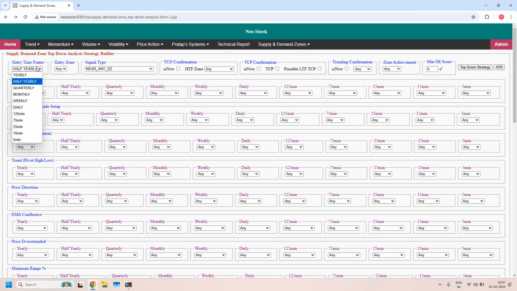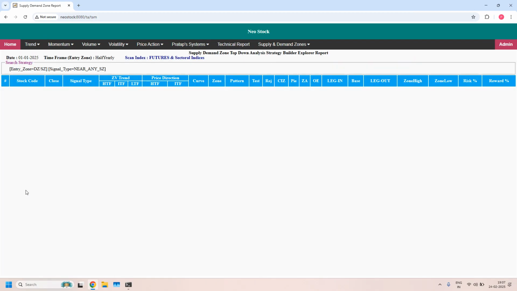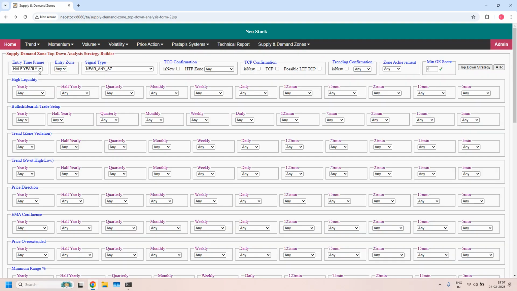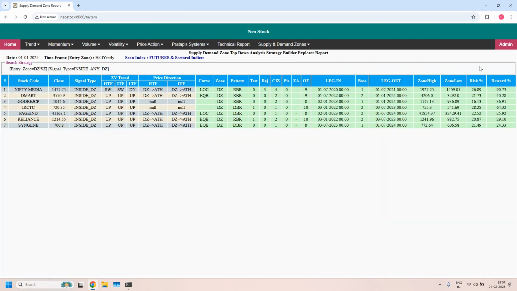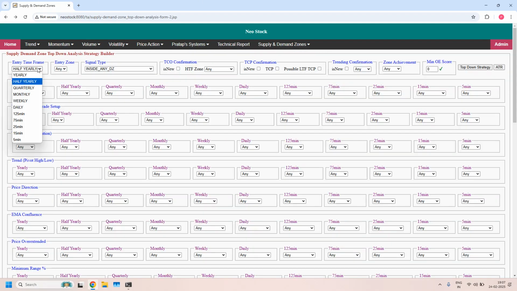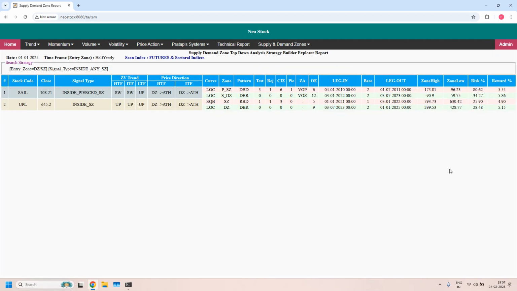Next, half yearly time frame. Stocks near half yearly supply zone. No stocks are available. Half yearly time frame. Price closed inside the half yearly demand zone. We got 7 stocks. Next, half yearly time frame. Price closed inside half yearly supply zone. We got 2 stocks.